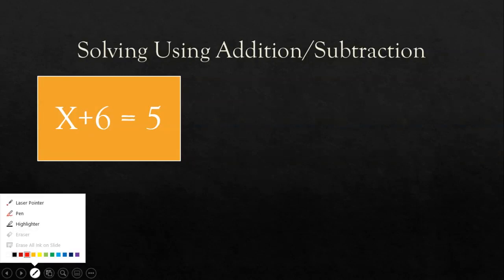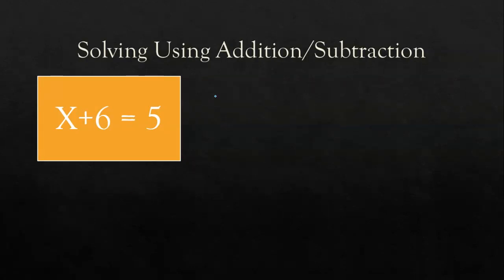So the first thing I want to talk about is that the opposite of addition is subtraction. So to undo addition, we have to subtract, and to undo subtraction, we have to add. So these are opposites. And the same is true for multiplication and division. Those are opposites of one another. To undo multiplication, we divide, and to undo division, we multiply. So we have to keep this in mind.